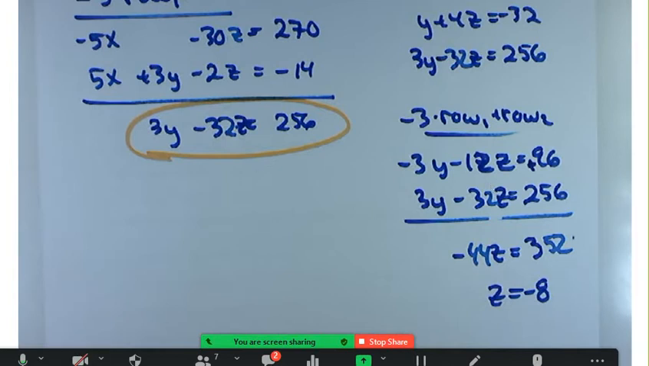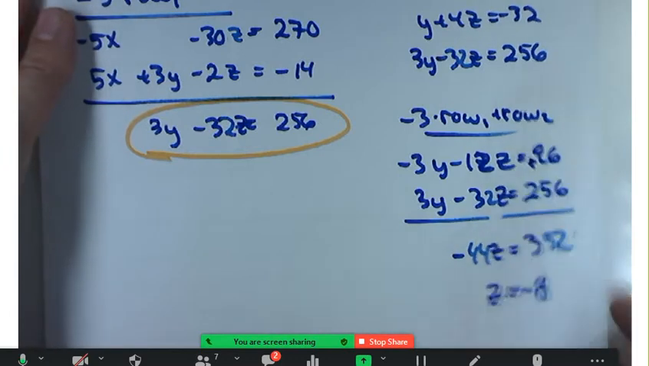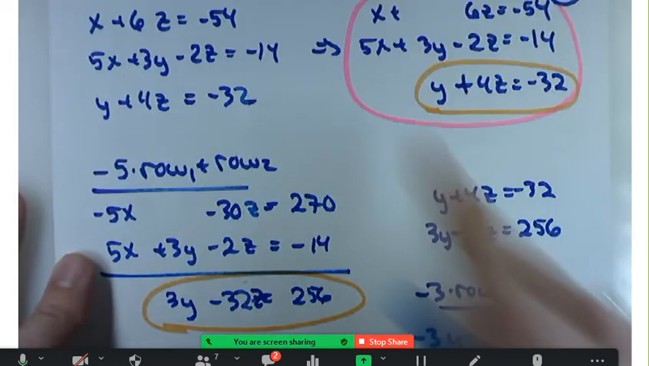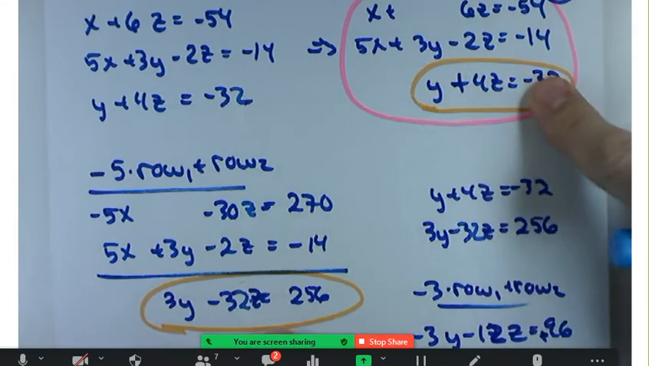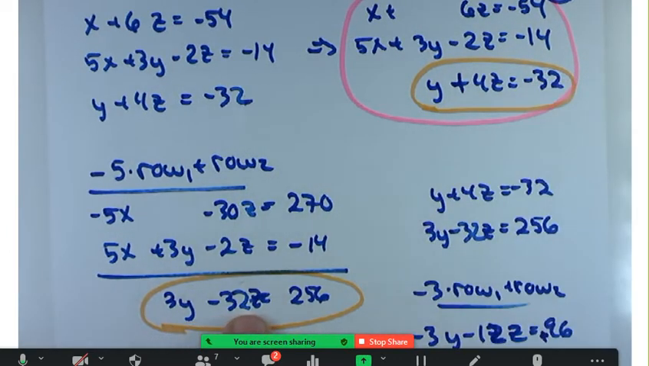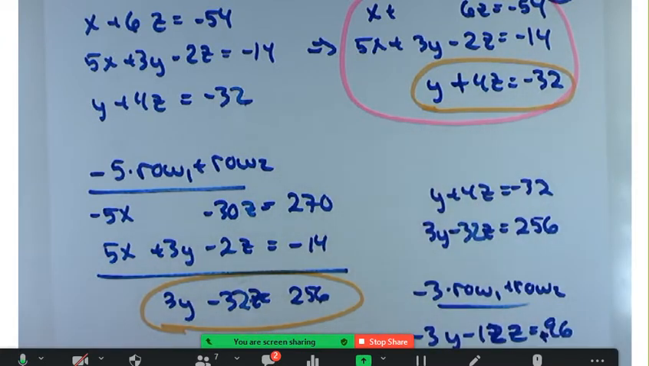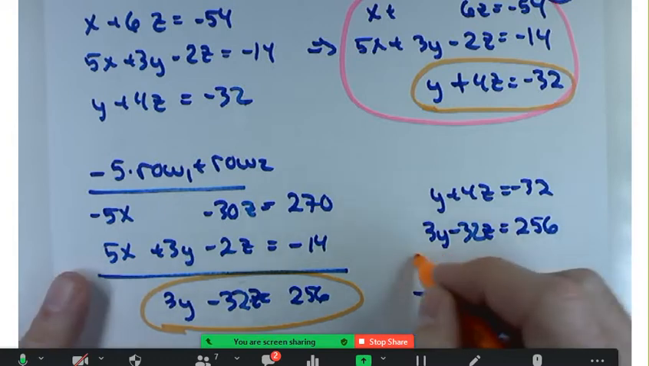All right, so I apologize. Let me go back because I've messed this up a little bit. Let me go back and just kind of recap a little bit. We first started out by getting rid of the x from the second equation. That left us with these two equations here in orange. 3y minus 32z equals 256, and y plus 4z equals negative 32. We're going to solve those two equations right here in any way we want.